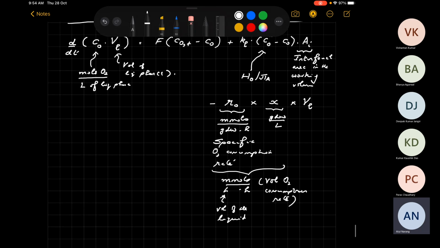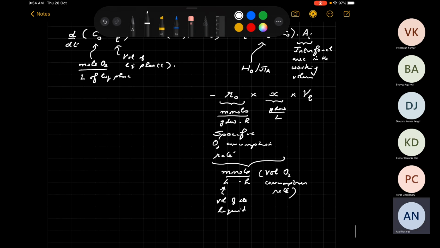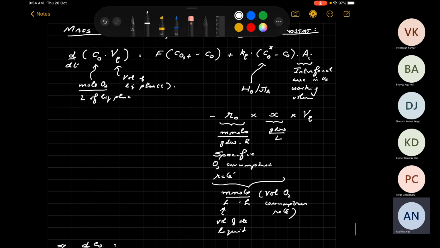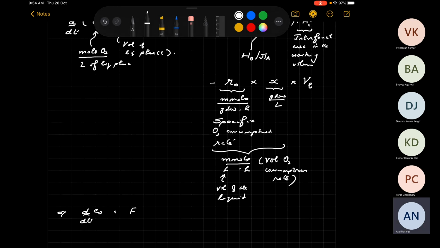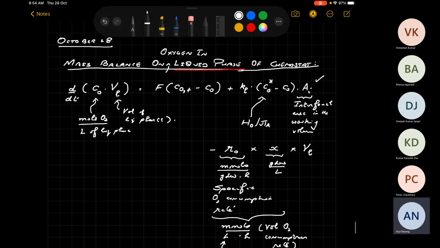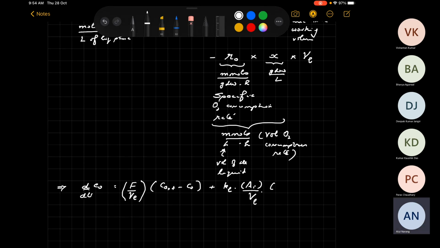So now, dividing the whole thing by VL, from the left to the right, assuming that VL is constant, this implies that d/dt of CO equals F over VL multiplied by COF minus CO, and then you get another term plus KL, and notice this is AI divided by VL, and then CO star minus CO, and of course the last term simply becomes minus RO times X.